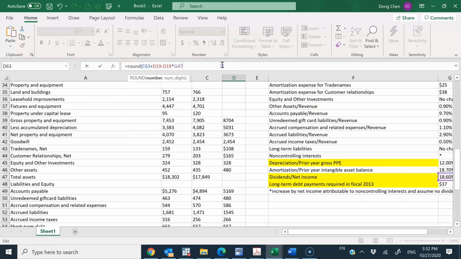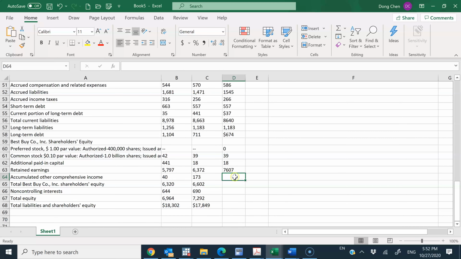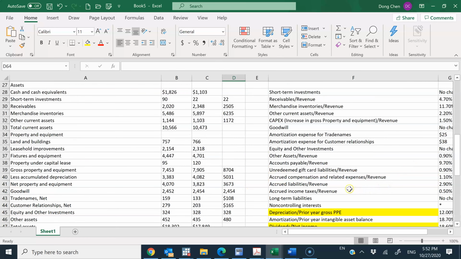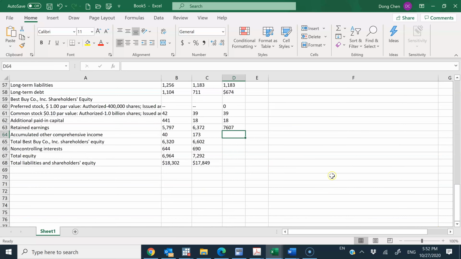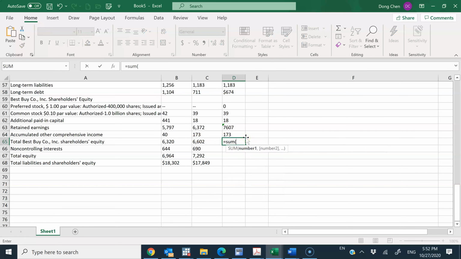Round this to 0 decimal place. All right, so that's retained earnings. And then accumulated other comprehensive income, there's no such information available, I guess, on this assumption table. So we can also assume this to be the same as last year's amount. And total Best Buy shareholders' equity, basically this is the sum of all these items here, right?